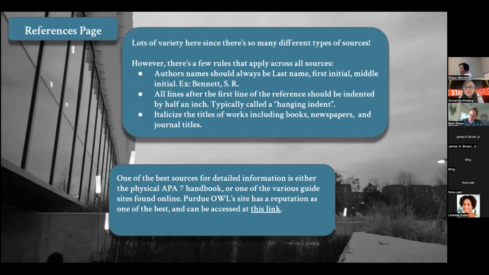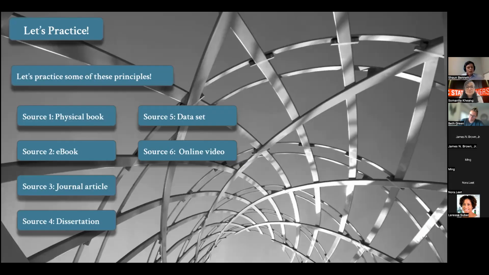So what I'm going to do is we have 6 examples here. I go to the next slide. So we have these 6 different sources. These, in my experience, are the most common sources that people are going to be citing in their papers, especially in the education disciplines. So what I'd like to do is just go through these, and we'll go through the citing process together, so you can get a sense of which ones are which.